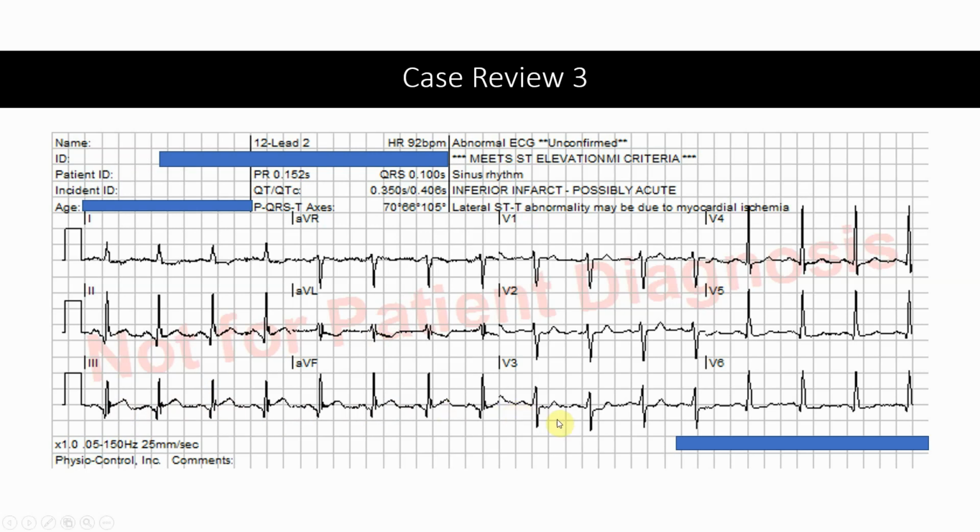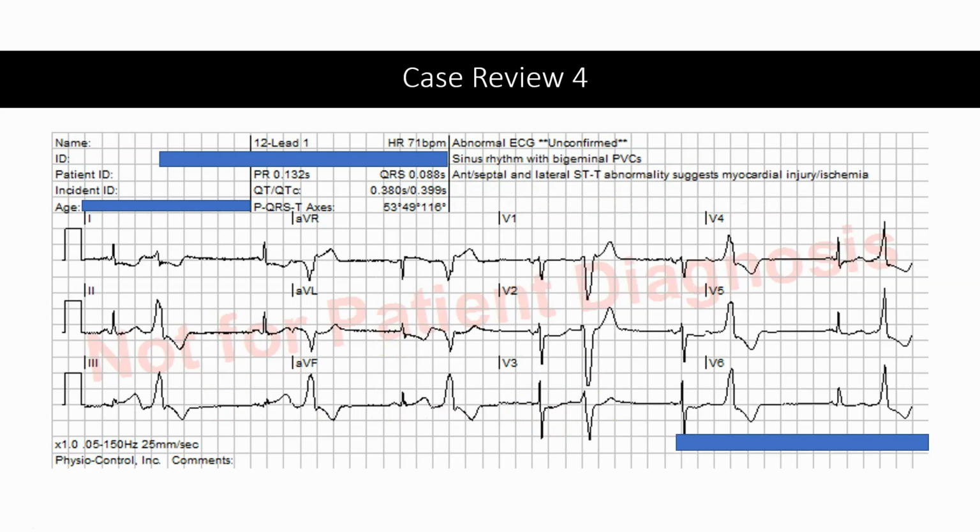Now, if you look at V3, you'll see some ST depression. Remember, inferior and posterior MIs go hand in hand. So if you're still not sure, even though you've seen reciprocal changes in AVL, if you see anterior ST depression, then the diagnosis is obvious.